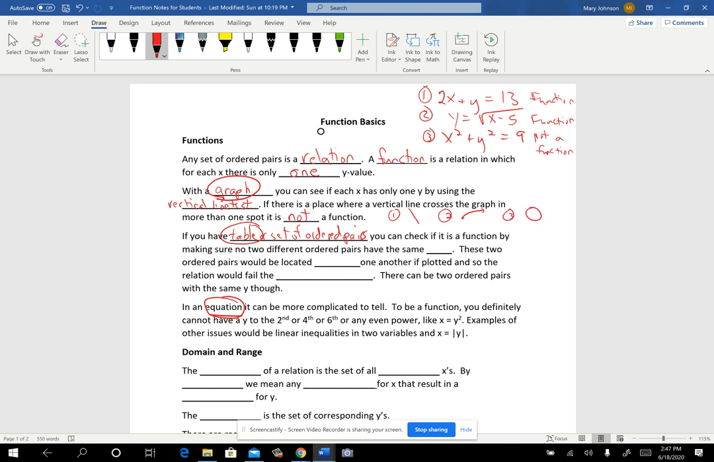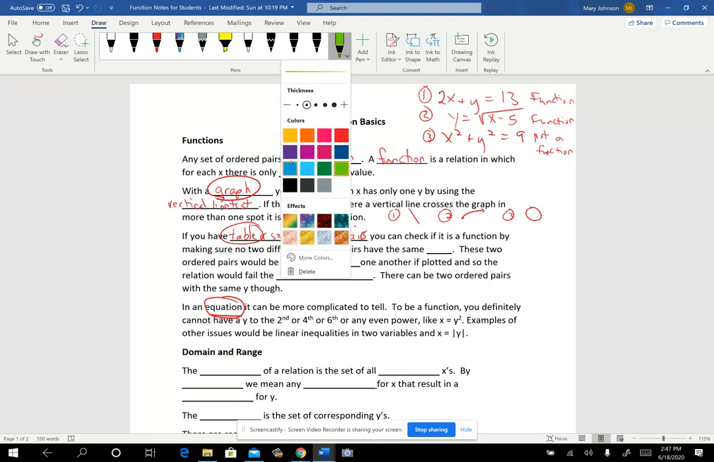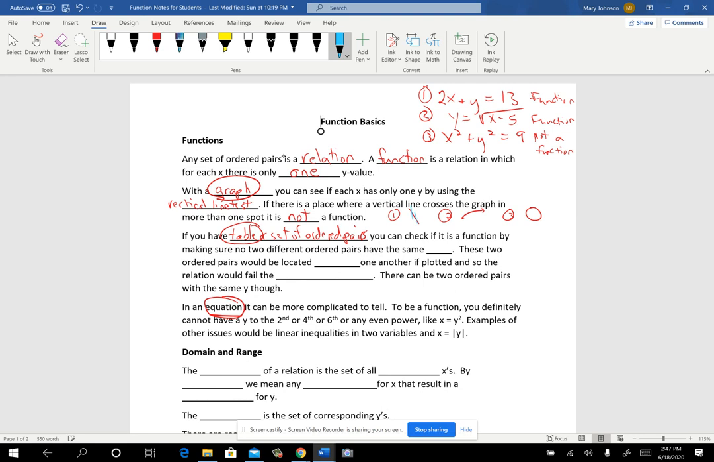Okay, well, you can't find a vertical line that's going to cross this in more than one spot. The vertical lines are only going to hit it once. Same thing here. Any vertical line is going to only hit the graph once, but on number 3, it's going to hit it in more than one spot. You can find a place where it hits it in more than one spot. So this is the one that's not a function. It doesn't pass the vertical line test.